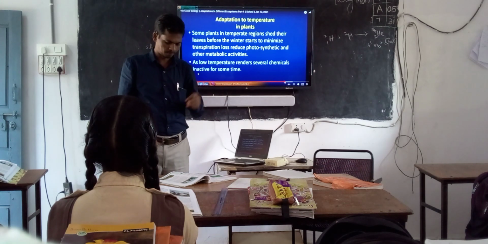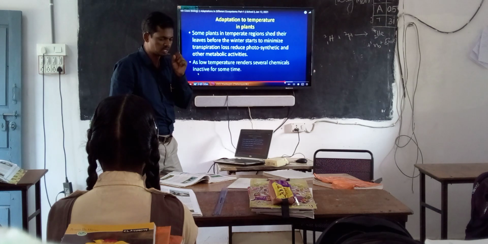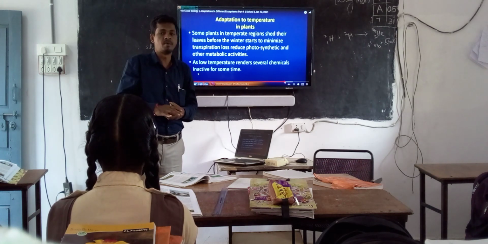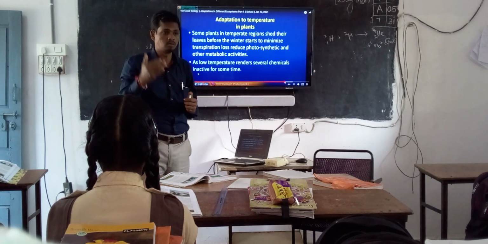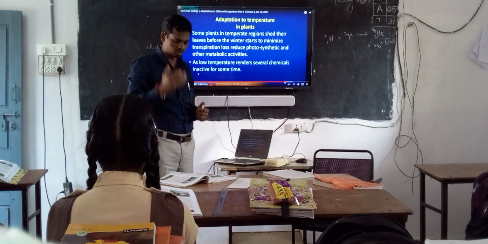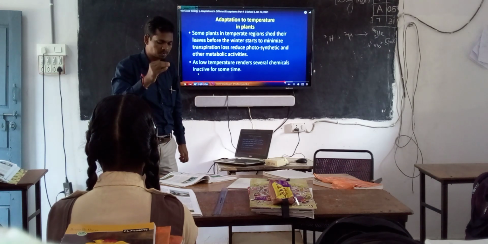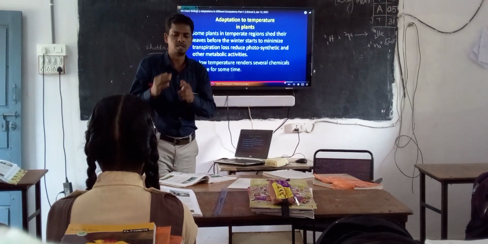in the same season? Some plants in temperate regions shed their leaves before the winter starts. Why are they shedding the leaves before the winter starts? Now we are going to discuss. This is to minimize transpiration loss as well as reduce photosynthetic and other metabolic activities.